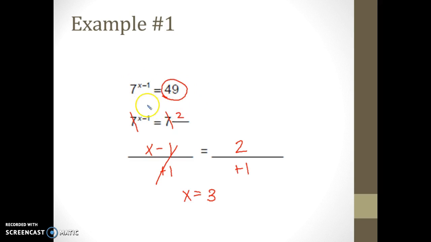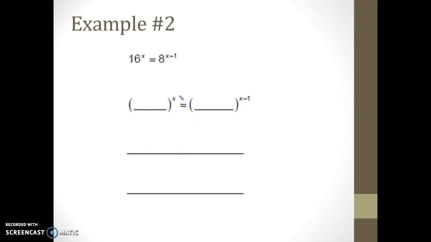So you're always looking to see that you can rewrite. This is one of the easier ways of solving exponential equations. So if you can rewrite a base or rewrite a number with the same base, that's the route you want to take. So example 2, I've got 16 and 8.